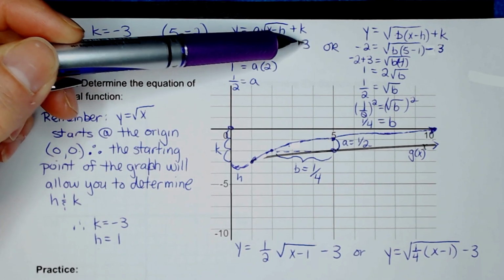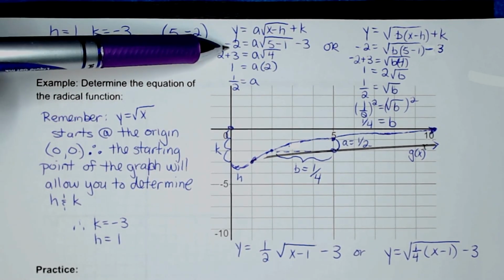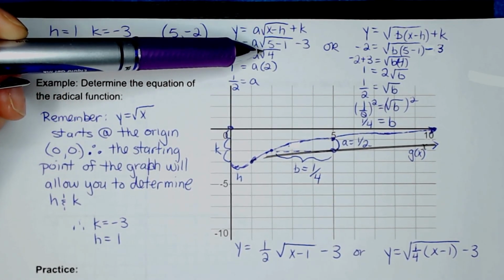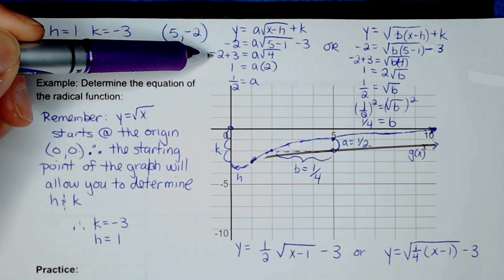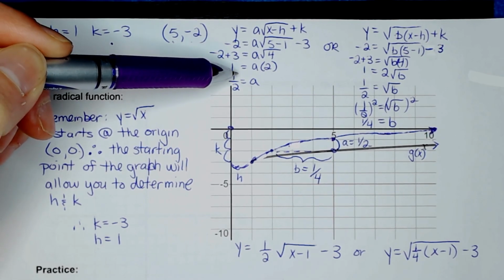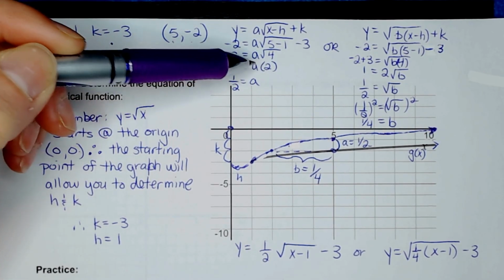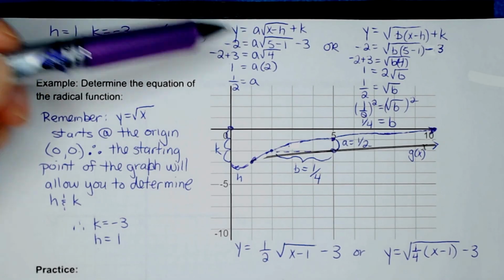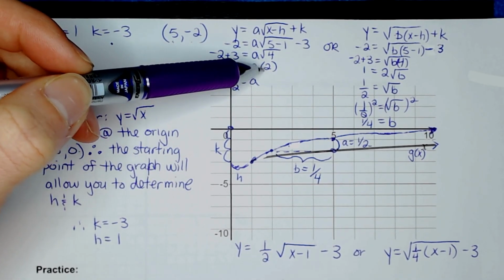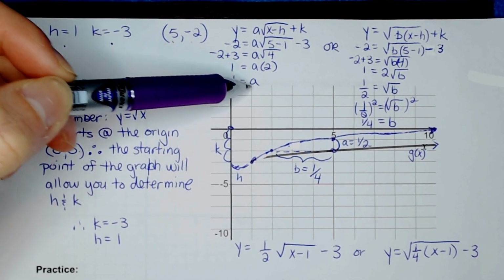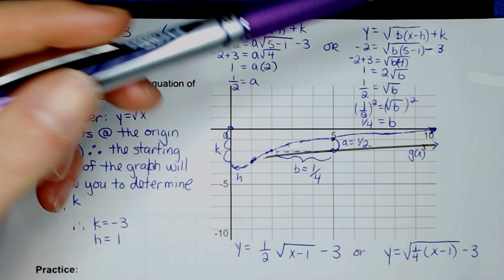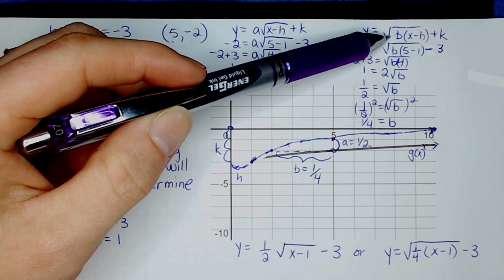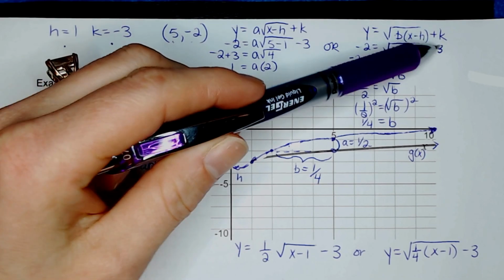So I've added 3 to both sides here, and then I've solved for under the square root symbol, which is root of 4, a root of 4. Now -2 plus 3 is +1, and a times 2, because the square root of 4 is 2. And then just divide both sides by 2 to get 1/2 equals a. Alternatively, we can determine the b value instead. So we have y is equal to the square root of b, (x minus h), plus k.